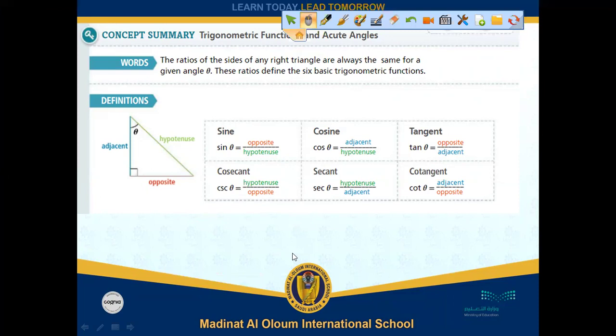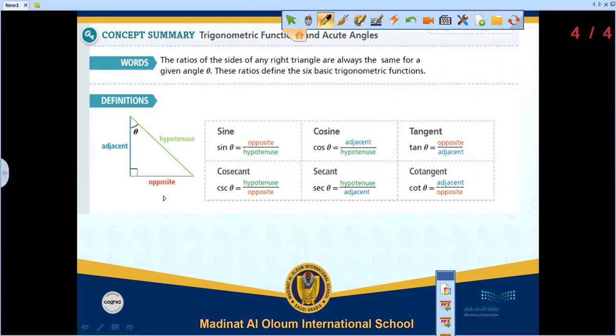For example, if I have a right triangle, and I have the theta, the side opposite to it is called the opposite, and the side beside it is called adjacent. And the hypotenuse is the biggest or longest side in this triangle. Now, guys, sine theta is opposite over hypotenuse. For this angle, this side is opposite and this one adjacent. What is the reciprocal of sine? Cosecant, or CSC. It's a reciprocal of sine.